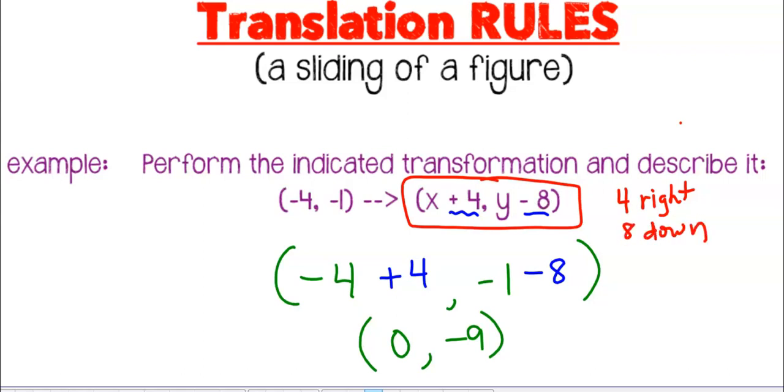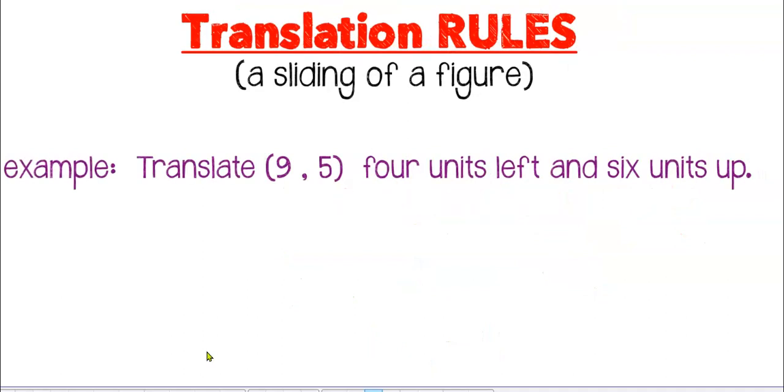Now let's try the reverse method. I'm going to give you the directions in English, and you are going to have to understand which mathematical operations to use. Here's our first question. You're being asked to translate the point 9, 5, 4 units left, and 6 units up.